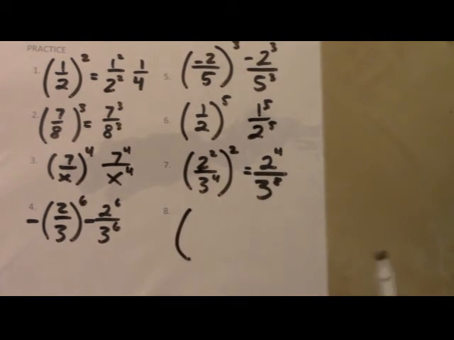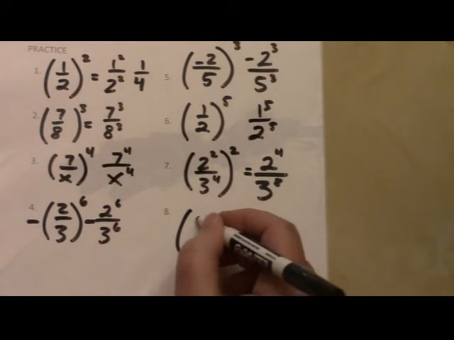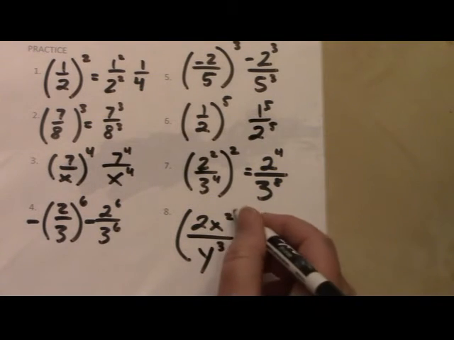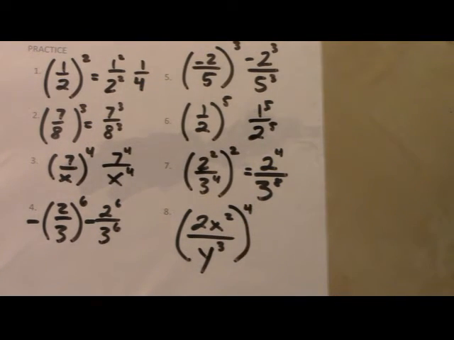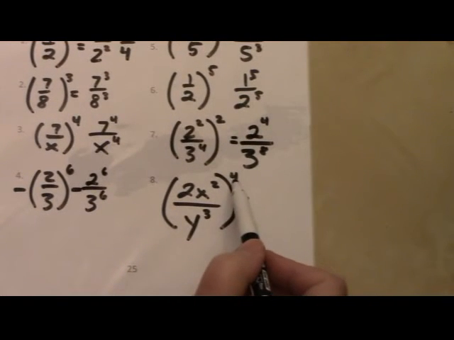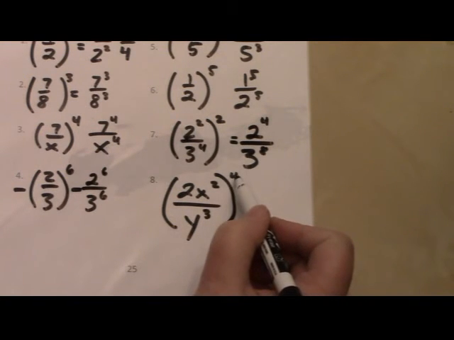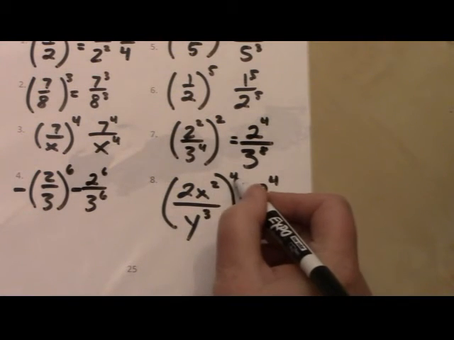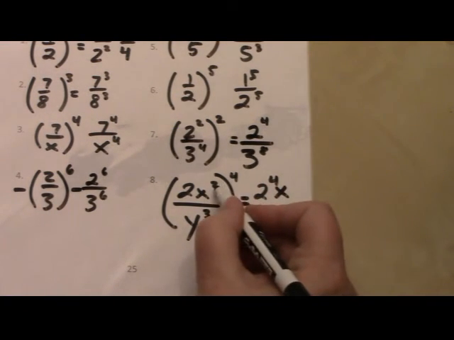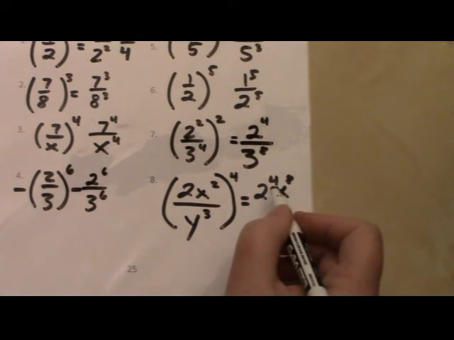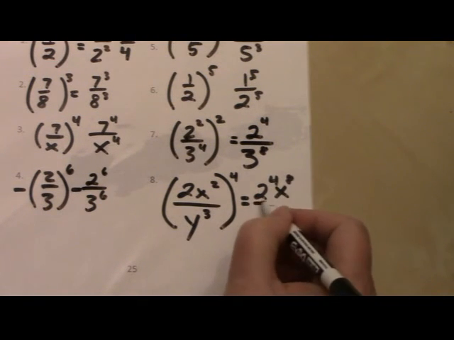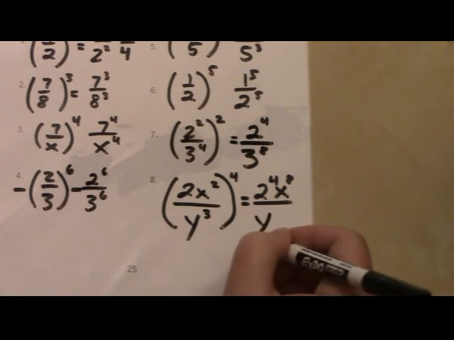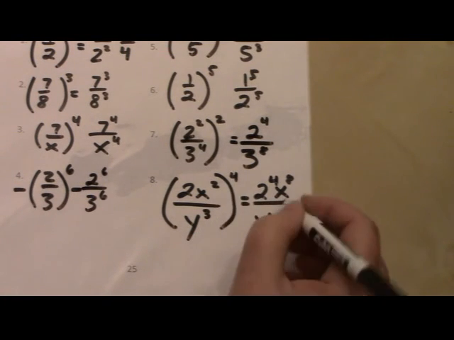Let's do another one. What if I have 2x squared over y cubed, and I want to raise that to the 4th power? Okay, well, this exponent is going to get distributed to each term. So the 4 needs to go to the 2, so that's going to be 2 to the 4th. It also has to apply to the x. 2 times 4 is 8. So my numerator is 2 to the 4th, x to the 8th. What is my denominator? Y. 4 times 3 is 12.